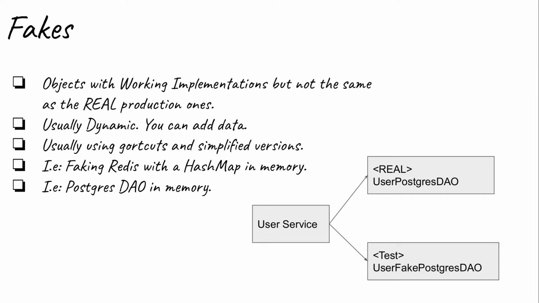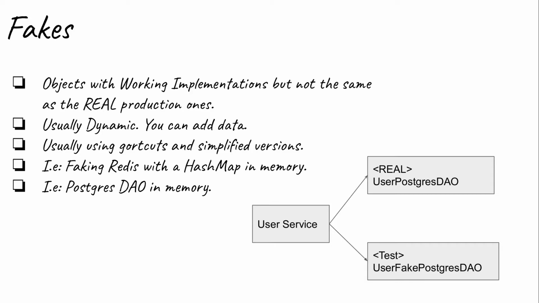So fakes are objects with a working implementation. Although the name means fake, they are real, but they're not real like the production ones. They don't do exactly the same thing as the real production implementation. So they have this characteristic of being dynamic, so you can add data. What happens is they use shortcuts and they're sort of simplified versions.